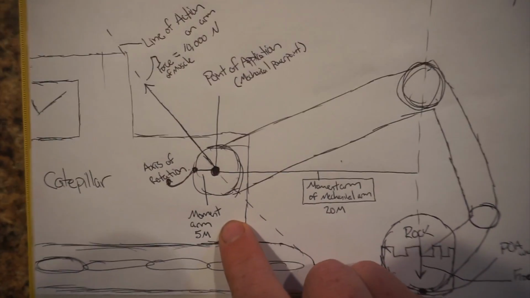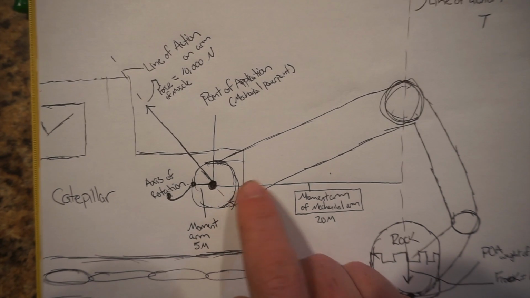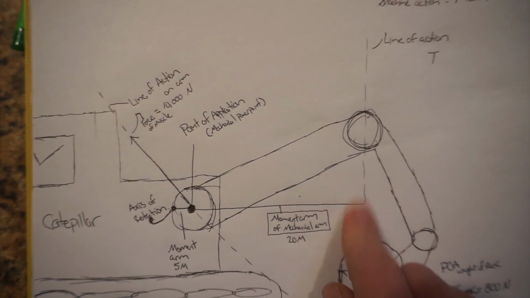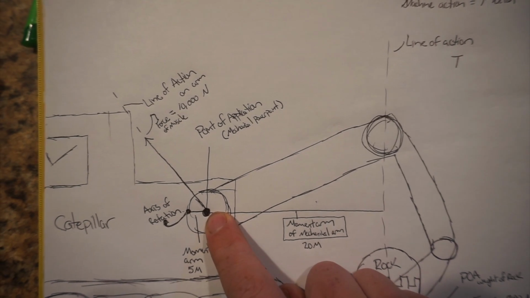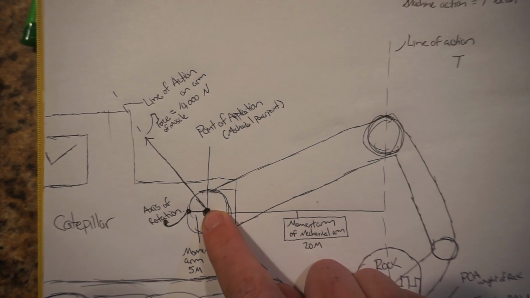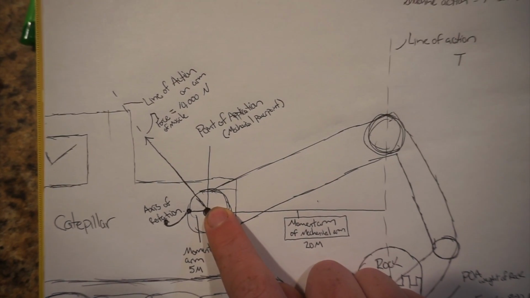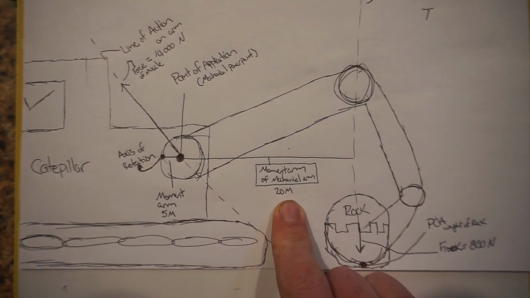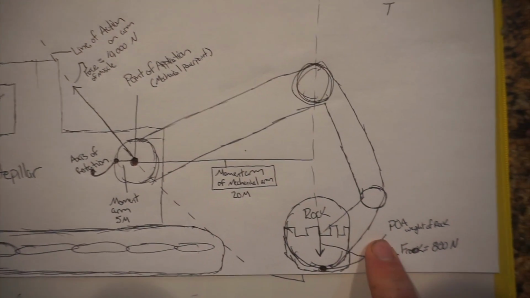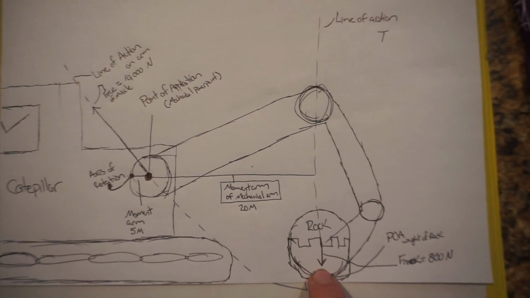Our first moment arm I have is 5 meters. Then our second moment arm is from the line of action of the rock movement going straight up and down to the point of application in this mechanical arm, which is right here. That's where most of that stress is going to be put. So that moment arm is going to be 20 meters. Then the point of application of the rock is going to be in the bucket right there. That's where that contact's going to be.